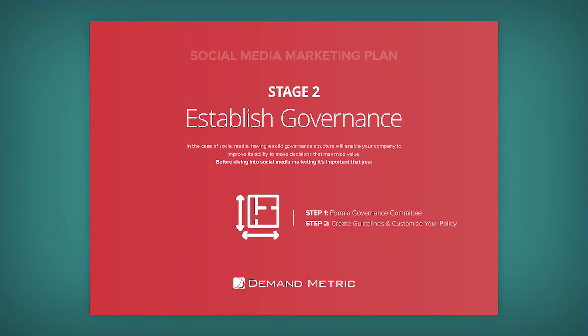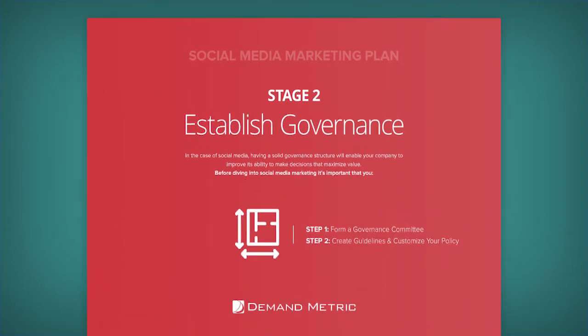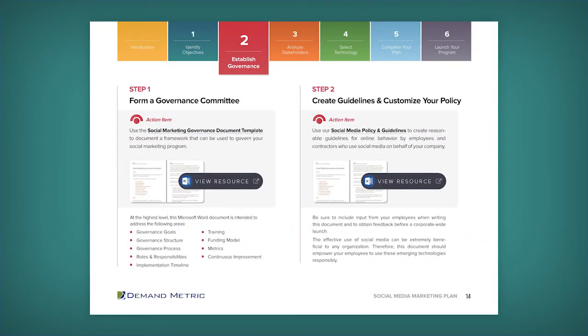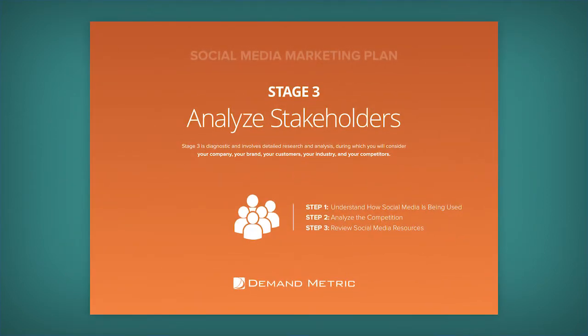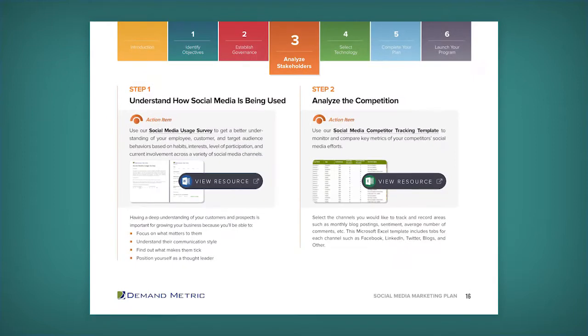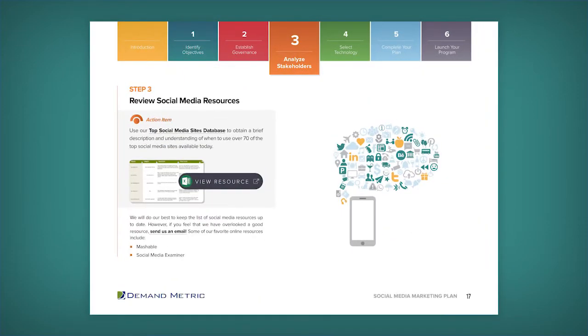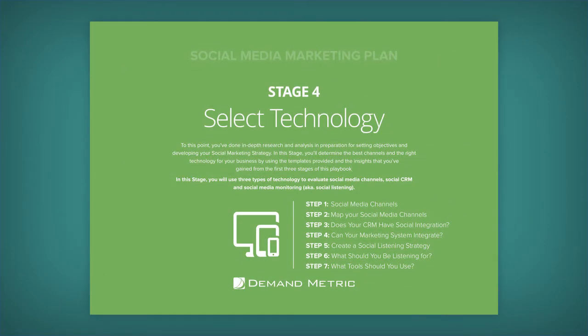The second stage is to establish governance. And here, the first step is to form a governance committee and then create guidelines and customize your policy. In stage 3, you're going to analyze stakeholders. And here, your first step is to understand how social media is being used, and then analyze the competition, ultimately reviewing social media resources. In stage 4, you're going to select technology.